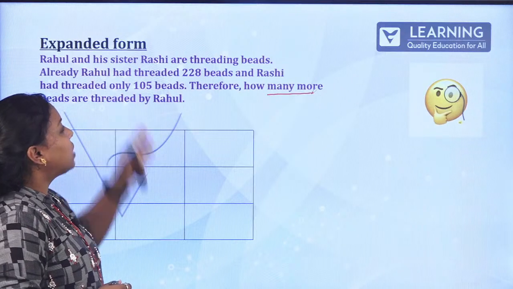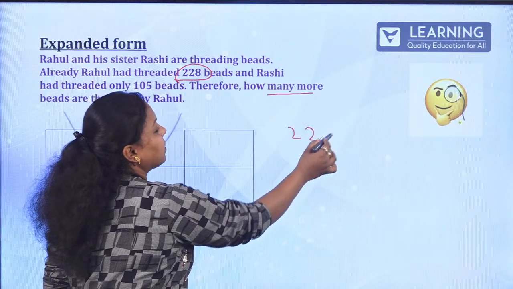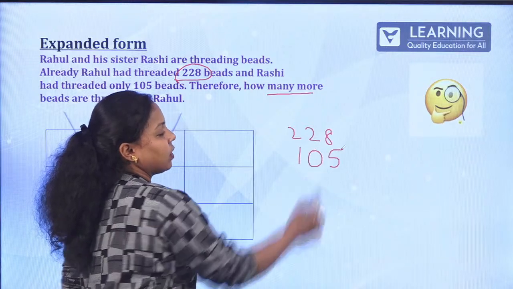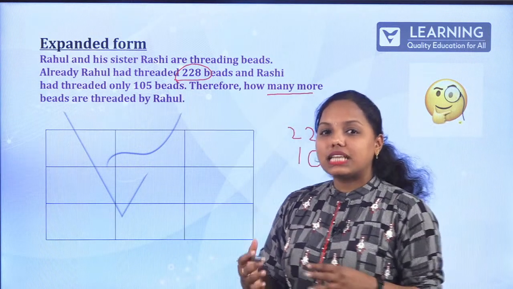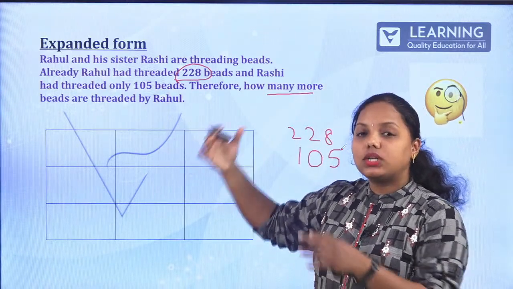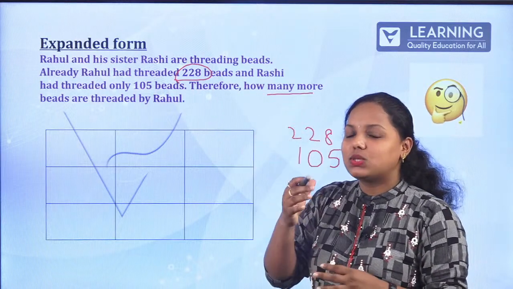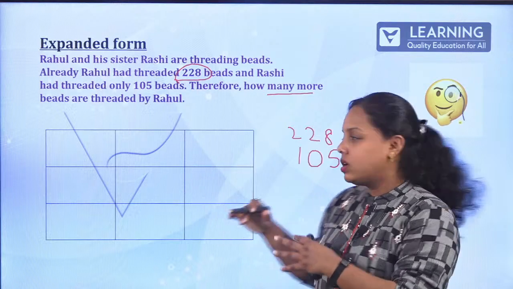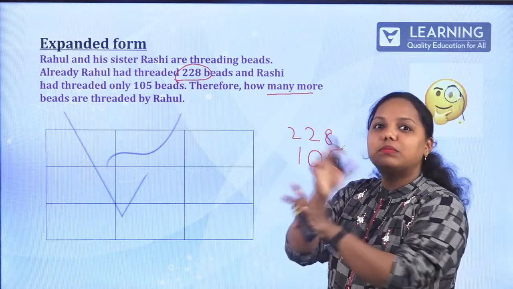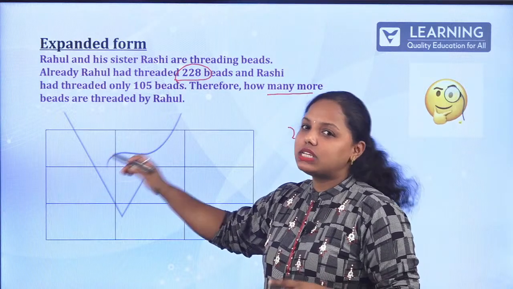So what is the number Rahul has threaded? Rahul has threaded 228. Now Rashi has threaded 105. Out of 105, what is the extra number I have to add such that I will be getting 228? Ma'am, you are telling add. Well, you will be learning about this. This is nothing but the interrelation. Don't worry. Now I have to do the subtraction over there.